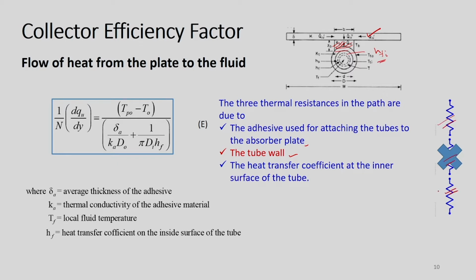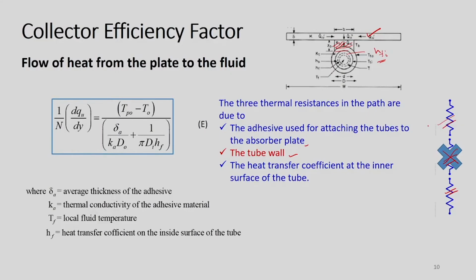Since the material of construction of this tube is copper, it offers very little resistance to the heat flow. Because of that, this is not considered in the present derivation. If we do not consider this and only these two are considered, then our expression will be something like this: 1 by n dq u by dy is something like Tpo minus Tf over these two resistances. One is for the adhesive used, and the second one is for the heat transfer coefficient at the inner surface of the tube.